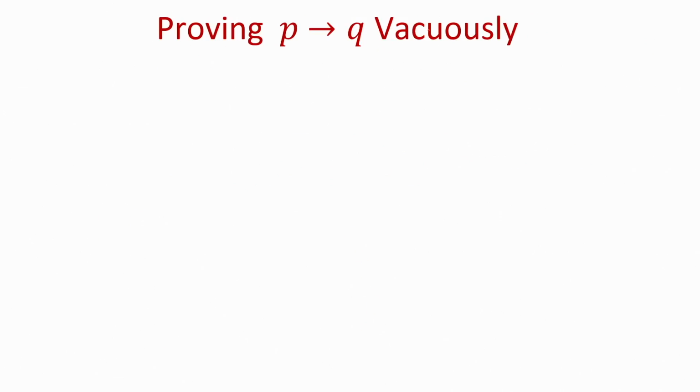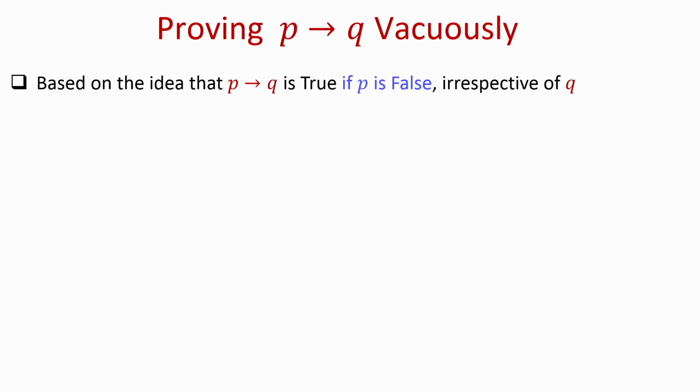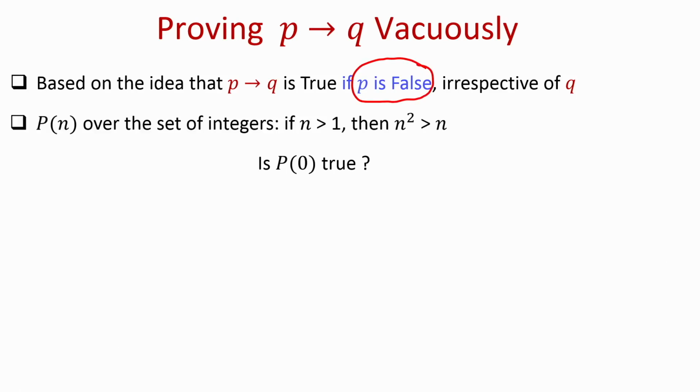There is another indirect proof method for proving P implies Q, which is called vacuous proof, and this is based on the idea that your implication P implies Q is always true if P is false, irrespective of what Q is. Q could be true, Q could be false, it does not matter. If your premise P is false, then definitely P implies Q will be true.